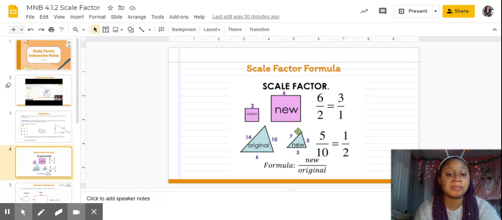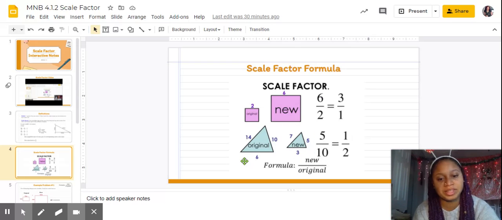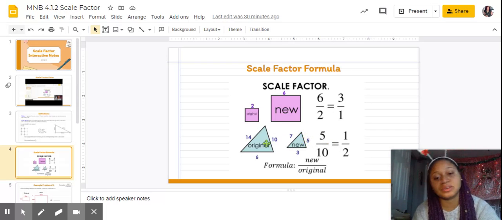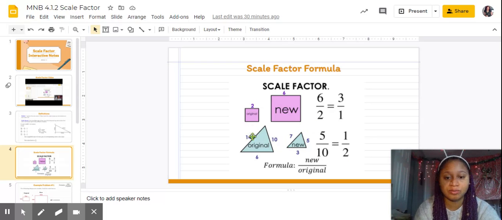Same thing down here. It doesn't matter which side you pick. It should all be the same. They picked the side length 5 on the new, and they're dividing it by the original, the same side length, 10. So 5 divided by 10 is 1 half. You could have picked any of these. You could have picked 7 and 14, so 7 divided by 14 is 1 half. Or you could have picked 3 and then 6 on the original. 3 divided by 6 is also 1 half.